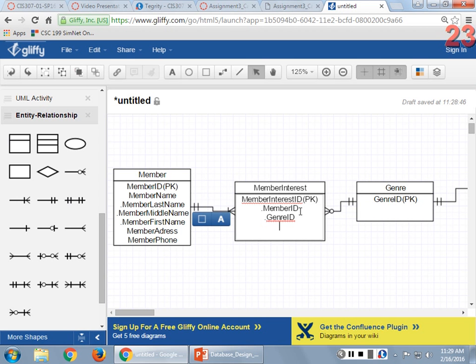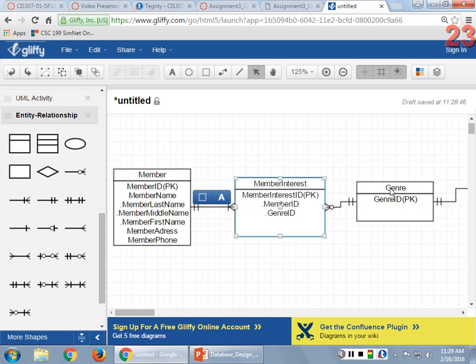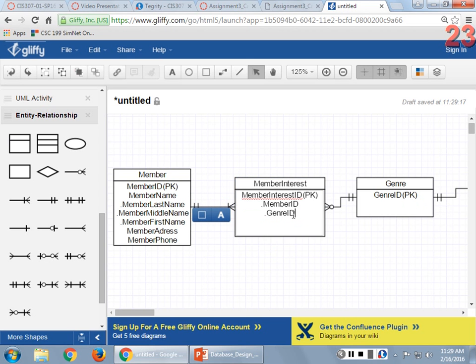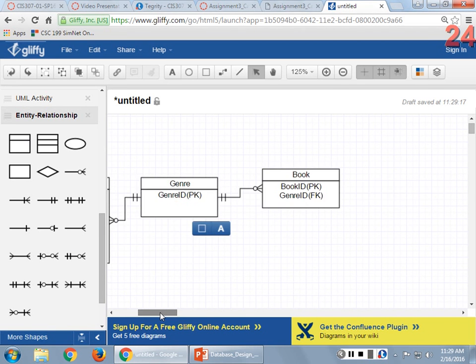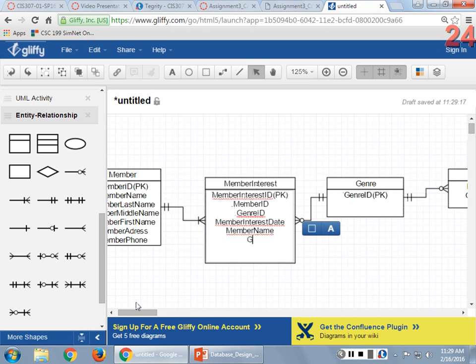So let's just think about things that may be worthwhile to store. I'll do it really quick myself. We'll come back to those attributes later. So I'll put member interest date, and then I'll put member name so that we know who declared a particular interest. Then we'll put, let's say, genre name, that future attribute from this entity.